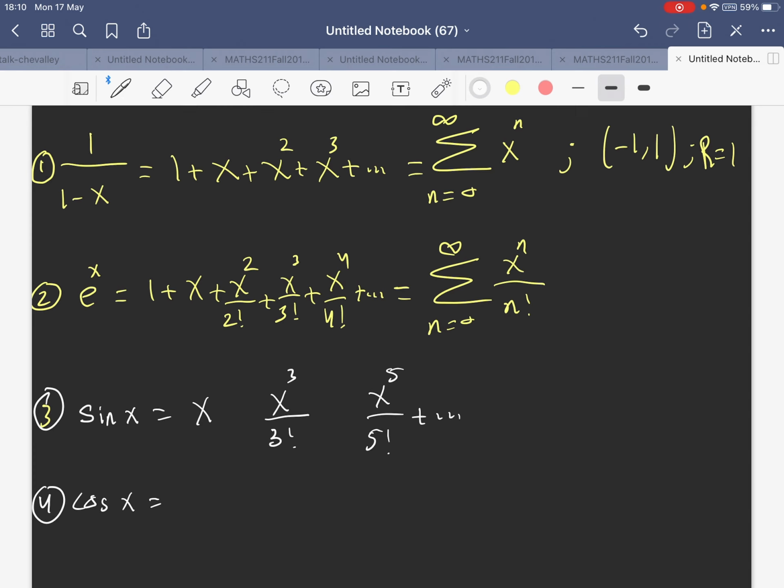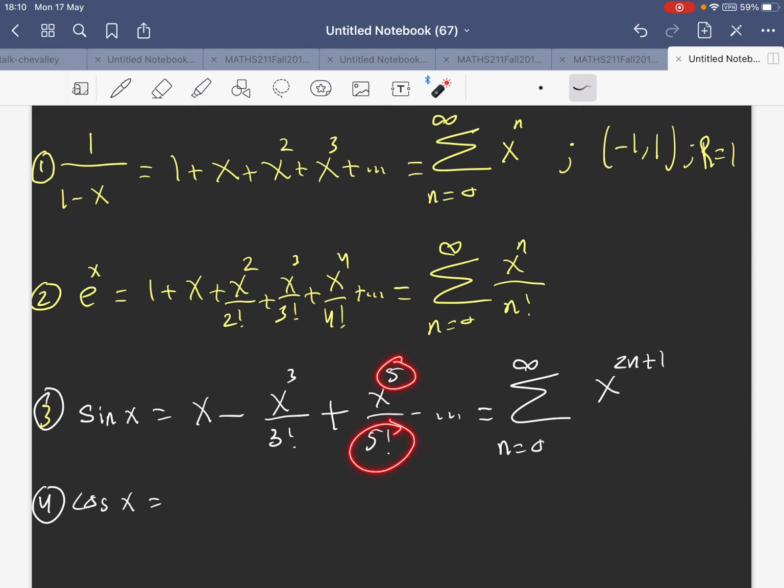Now, there is a twist in the sign. It is alternating. So it is almost the same as e^x, but it will be alternating. So this would be negative, this would be plus, the next one would be negative. If we try to write it as a closed form, remember we are taking the odd power, so it will be 2n plus 1. And the factorial is exactly the same as the number in the power, so it will be over (2n plus 1) factorial. And then it's alternating, so it's negative 1 to the n.